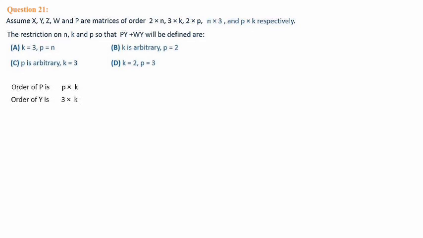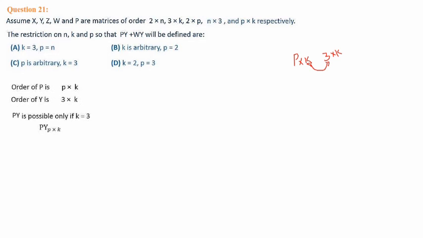Now when you check, the first matrix order is P by K, and the second matrix order is 3 by K, and remember these two we are multiplying. When we are multiplying, the number of columns of the first matrix should be equal to the number of rows of the second matrix. That means here K should be equal to 3. So K is equal to 3. If K is equal to 3, only then this Py is possible, the multiplication of P and Y matrices.